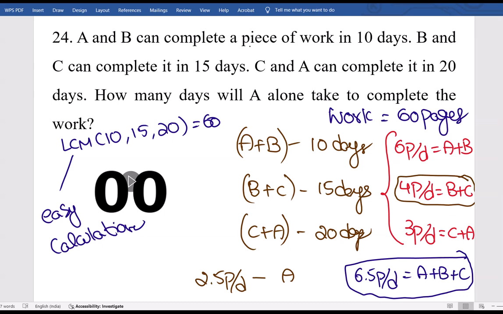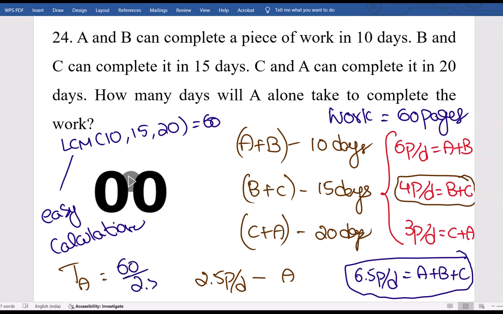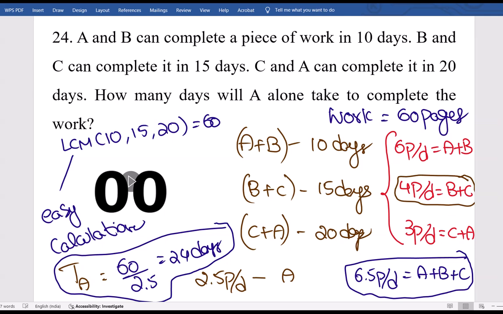When A is typing 2.5 pages per day, it is like speed 2.5 kilometers per hour. Number of kilometers is 60. What is the time taken by A? Work is 60 divided by 2.5. 2.5 means 5 by 2, the 2 will go to numerator. It will be 24 days. Answer is 24 days. Why 60 divided by 2.5?